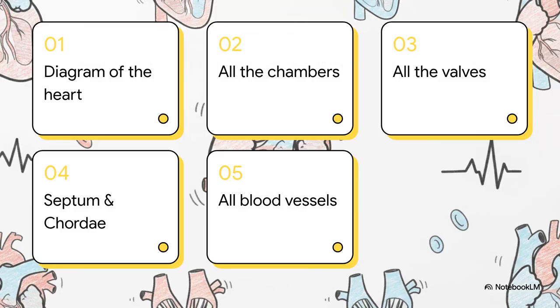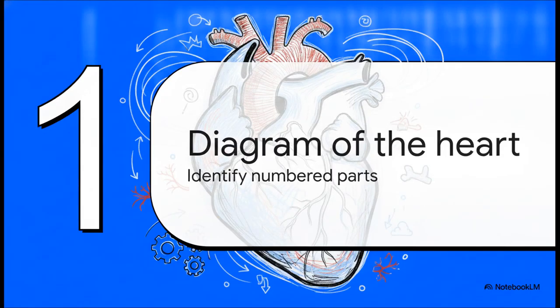To conquer this diagram, we're taking a guided tour room by room. We'll cover the heart's architecture, the chambers, the vital valves, the heartstrings and septum, and finally, the major blood vessels. Consider this your ultimate cheat sheet. All right, let's jump right into section 1, the heart's architecture.